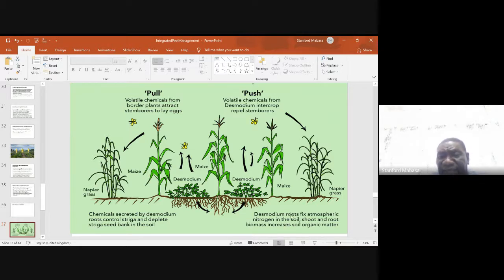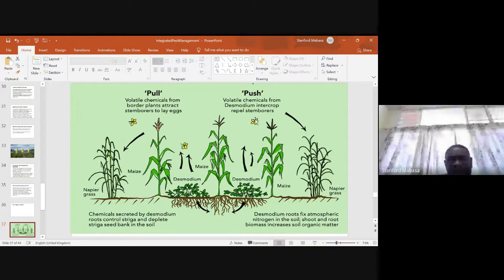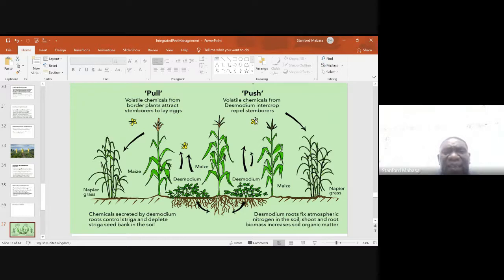In addition, desmodium also fixed nitrogen and supplied nutrients to the maize. So this was quite a good system. It is known as the push and pull system. The pull in the sense that napier grass is pulling the stem borers, and the desmodium is pushing the stem borers out of the field, to be pulled by the napier grass. So this system could solve the stem borer problem in maize, as well as the striga problem in maize.